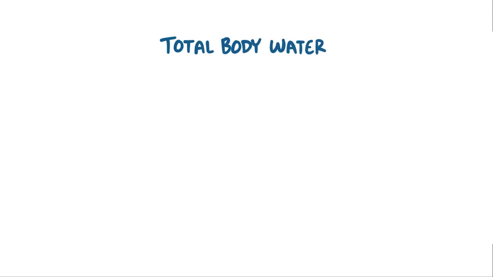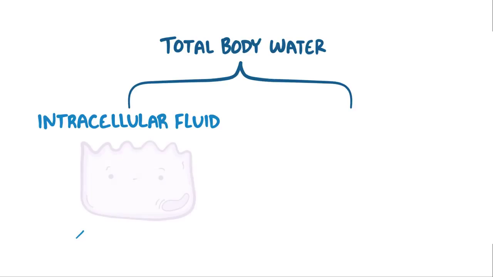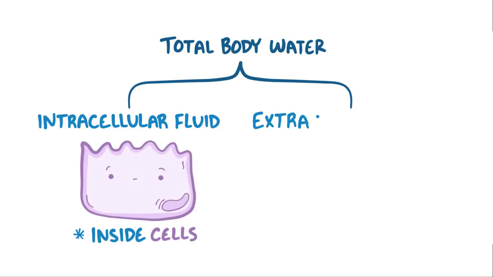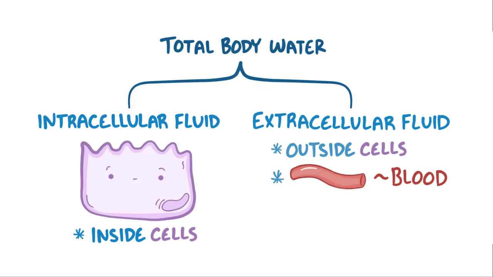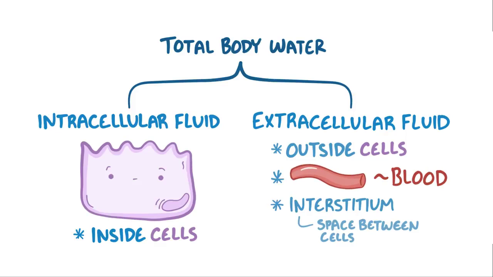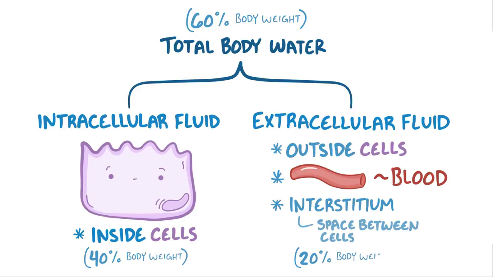Total body water can be divided into two major compartments: intracellular fluid, which is fluid inside cells, and extracellular fluid, which is fluid outside the cells, like in the blood and in the interstitial tissue between cells. Assuming that the total body water is about 60% of a person's body weight, roughly 2/3 of that, or 40%, is intracellular fluid, and the other 1/3, or 20%, is extracellular fluid. And this is known as the 60-40-20 rule.